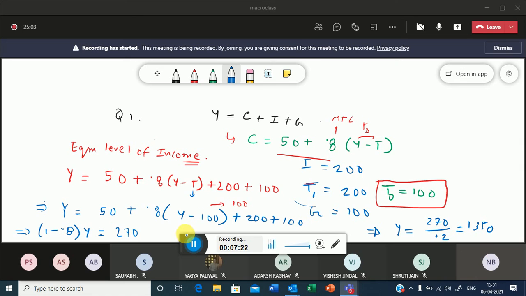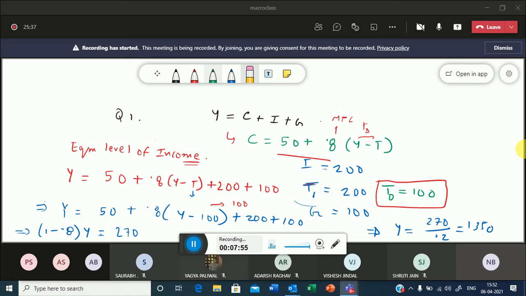But before heading for that, let's try to do this. 50 plus 0.8, leave that aside. If I'm just doing this portion, I'm getting 50 minus 100 times minus 0.8. How much is that? Minus 80 plus 200 plus 100. Sir, 350 minus 80 will be 270. Yes, 270 will come.